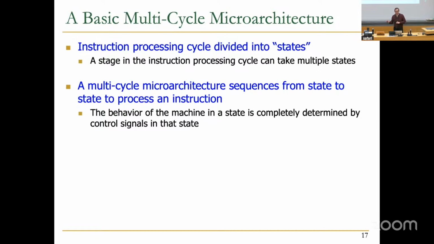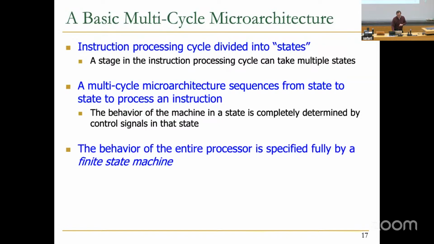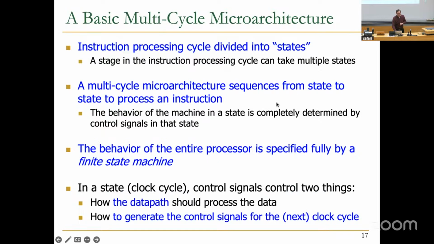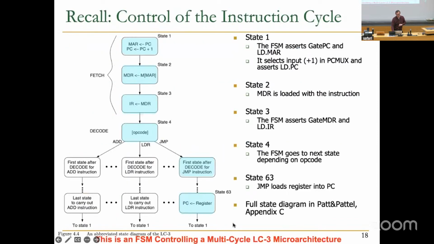The behavior of the entire machine in a state is completely determined by the control signals asserted in that state. Similarly to the control signals we had in single cycle that essentially determine what the data path elements are going to do to the data and the instruction, we're going to do the same thing. Control signals are going to determine everything in that particular state. And the behavior of the entire processor is specified fully by a finite state machine. So in a state or in a clock cycle, control signals control two things: how the data path should process the data, as we have seen in the past, and how to generate the control signals for the next clock cycle. And this is what we have seen.